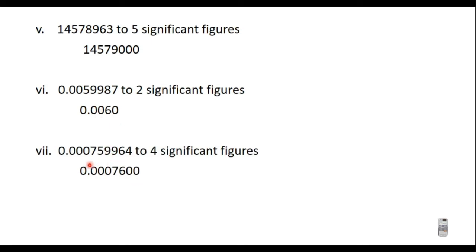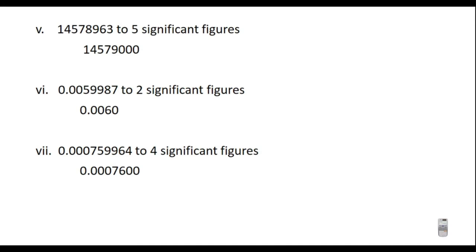Let's look at another example. We are supposed to correct the number 0.000759964 to 4 significant figures. So you look for the 4th significant figure in this number. 7 will be our first significant figure, 5 will be our 2nd, 9 will be our 3rd, then the other 9 will be our 4th significant figure. The number in front of that 9 is 6. It qualifies our criteria of 5 or above. So we add 1 to the 9. Now remember, when you add 1 to this 9, you get 10.